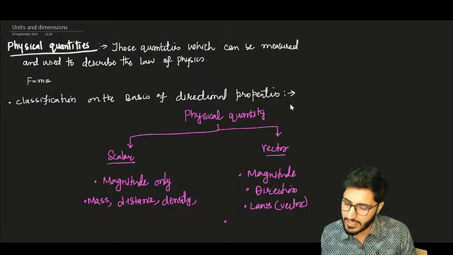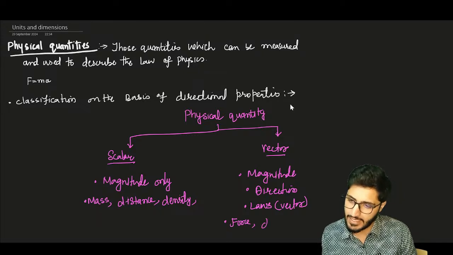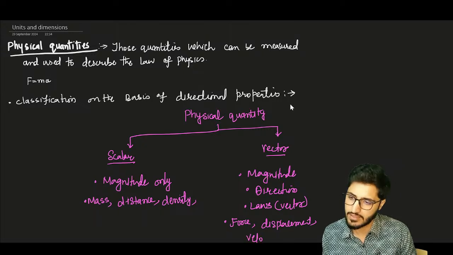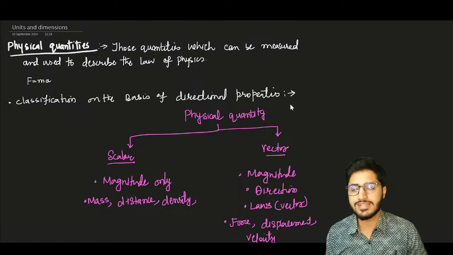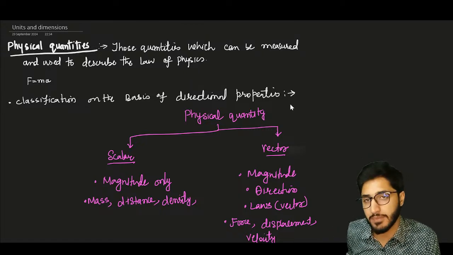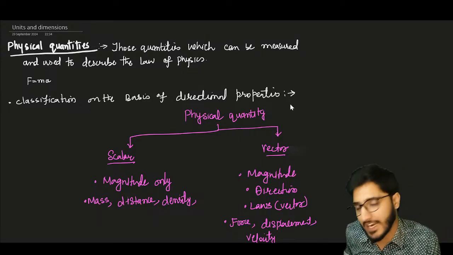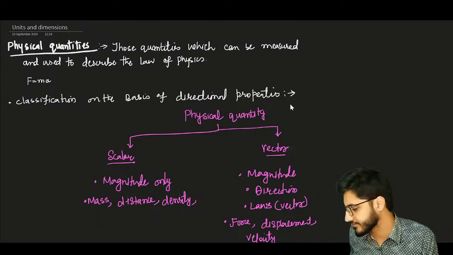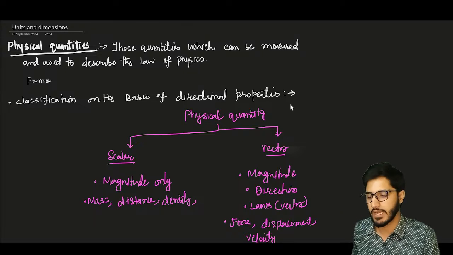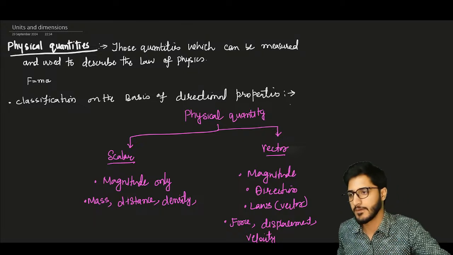If we take force, displacement, velocity, all these are quantities in which direction plays a very important role. So all these quantities are known as vector physical quantities. Clear now? Okay.